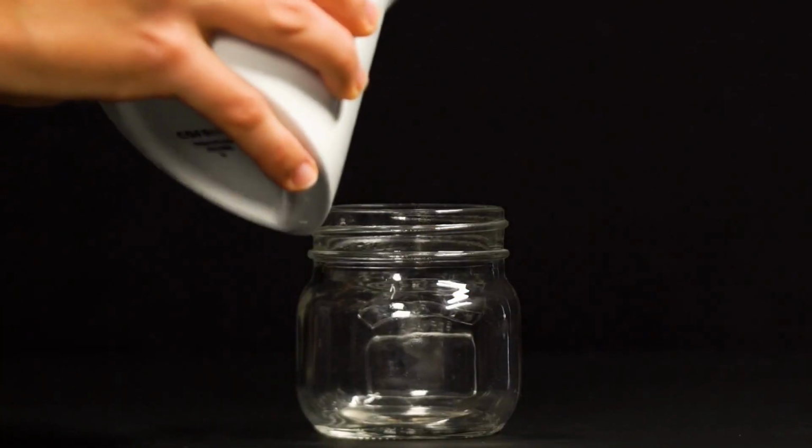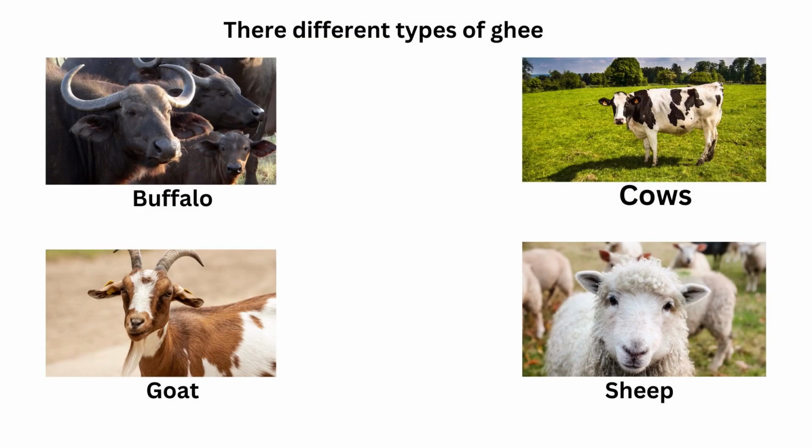There are different types of ghee. Ghee can be made from the fats of various animals, including buffaloes, cows, goats, and sheep. The type of ghee depends on the diet of the animal. As already mentioned in the crocodile oil video, the type of diet that an animal consumes will determine the quality of oils extracted from that animal.